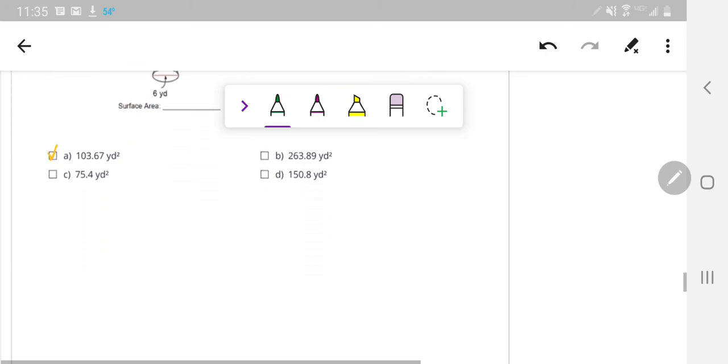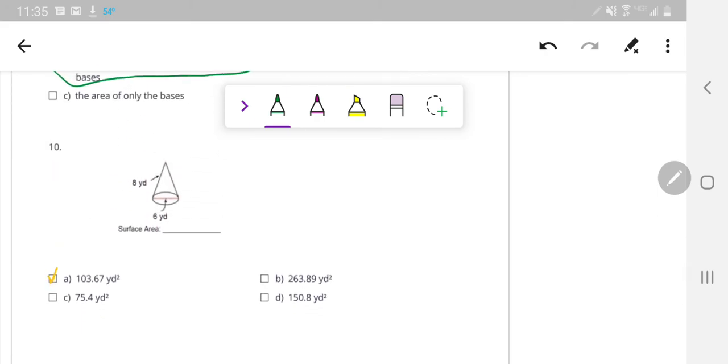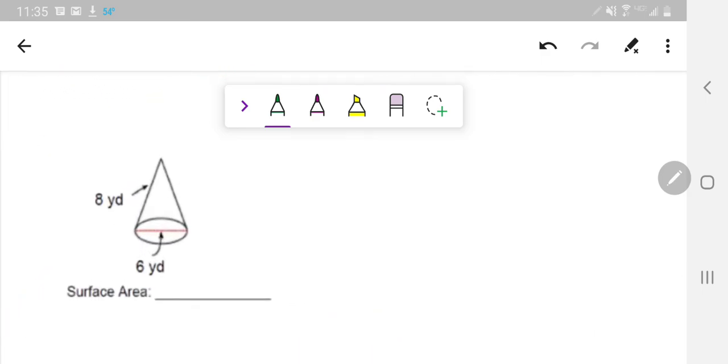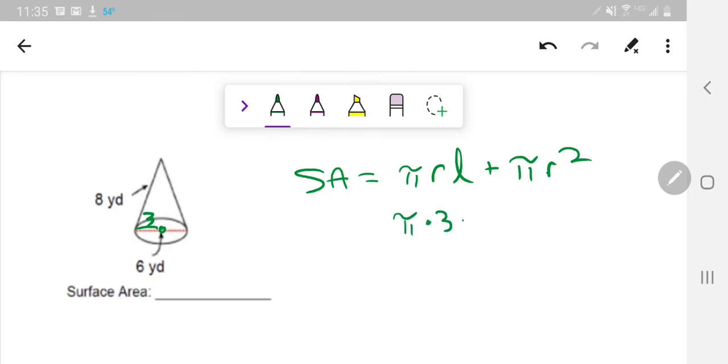Okay, last problem. Whew, it's been a while. It's been a long one. Okay, this is pretty simple, and this is very similar to ones that are going to be on your quiz. All right, let's zoom it in a little bit so we can see this. Find the surface area of this cone. Well, we know surface area of a cone is pi RL plus pi R squared. And careful, the radius is 3, not 6. So we're going to go pi times 3 times 8 and pi times 3 squared.